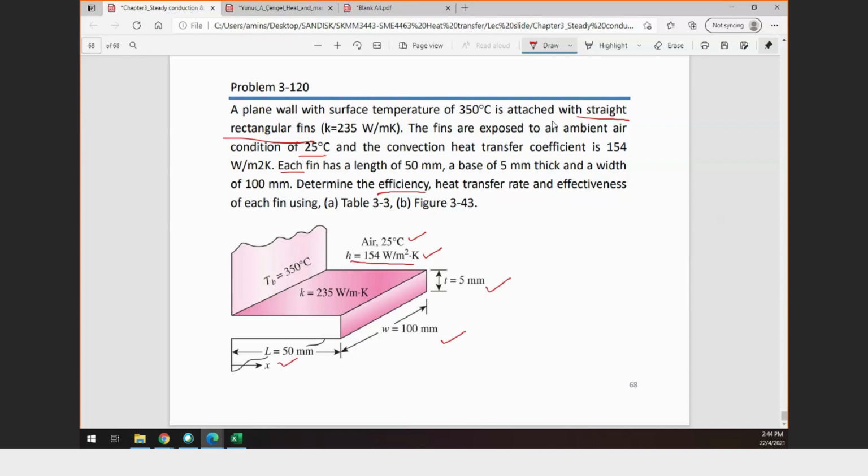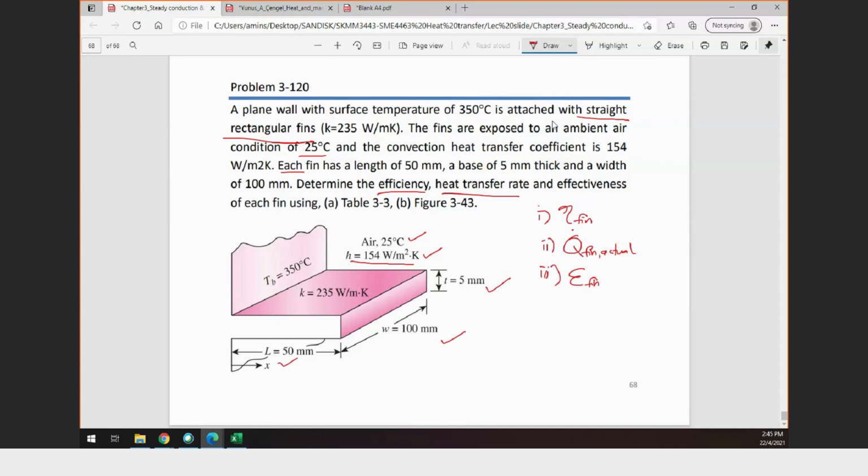So first you need to find the fin efficiency. Second, you need to find the heat transfer rate, which is Q dot fin. Because it's just the heat transfer rate, this is the actual one. It's not ideal or maximum. And number three, they ask you to calculate the effectiveness of the fin.